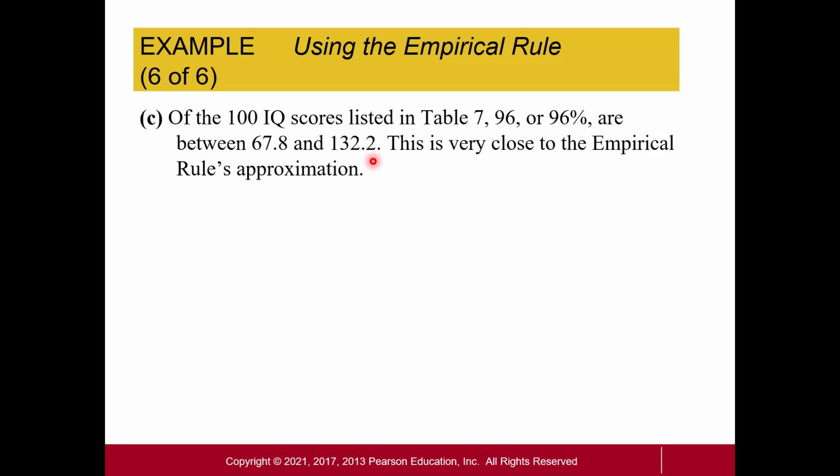And the way you can do that is to go back to the table. You can use technology, but find all the scores in between these two, and then take that amount and divide it by 100 to get this percentage. So it was a little bit more work than just looking at the empirical rule, but we can get that value manually and find out that it was actually really close to the empirical rule's approximation.